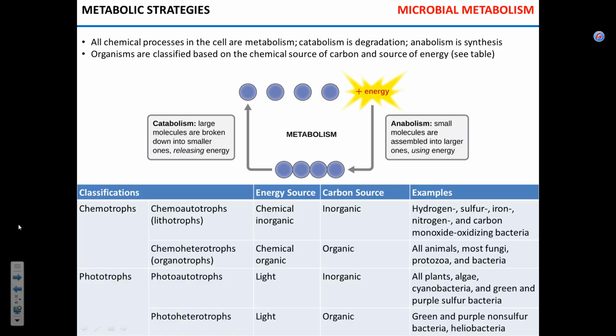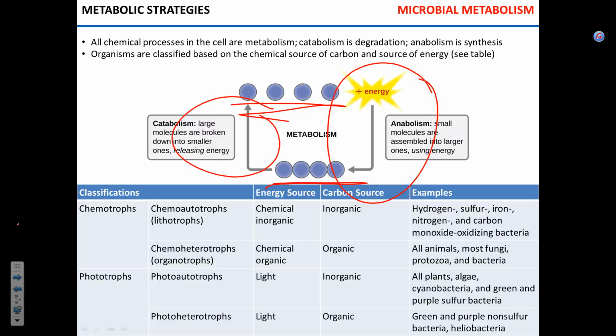Okay, we can split it into subgroups. You know, scientists love to put things into boxes. So anabolism is when you synthesize things. Catabolism is when you break them down into smaller pieces. Usually catabolism is when energy is released, and anabolism is when energy is used. Okay? That makes sense?